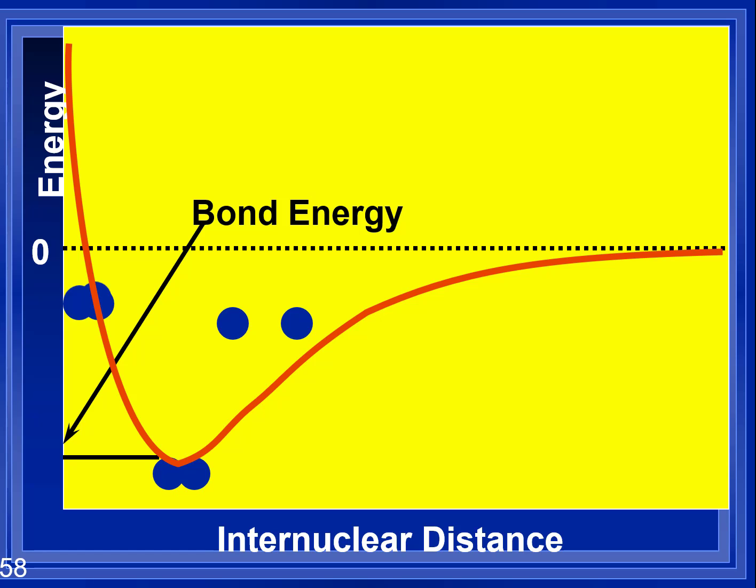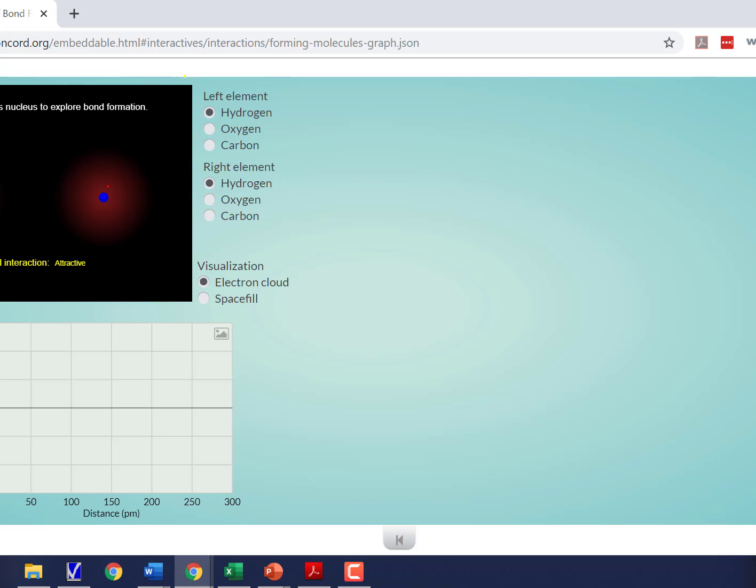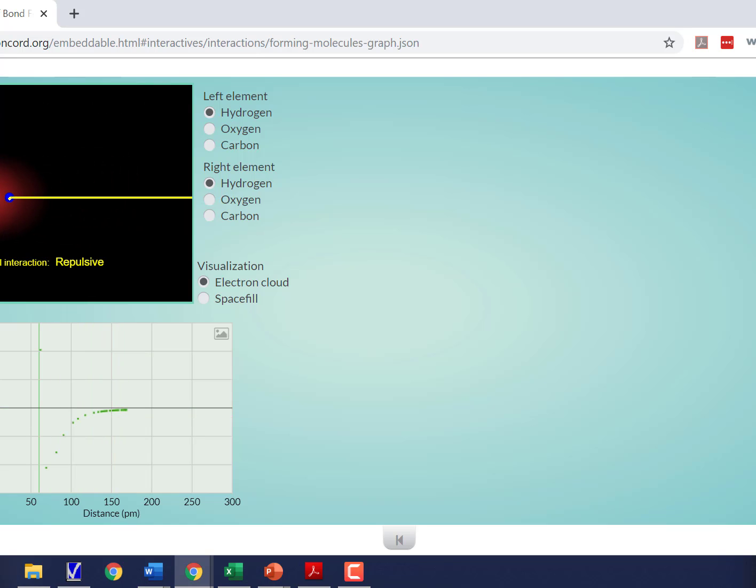So, unfortunately, that black never shows up well on the screen. But so this is saying the same thing. Let's refresh this. So if I take a hydrogen, and as I push them together, they attract, they attract, they attract. See, the yellows are saying, ooh, they attract, they attract, they attract. And suddenly, there's no force, and they start repelling each other.